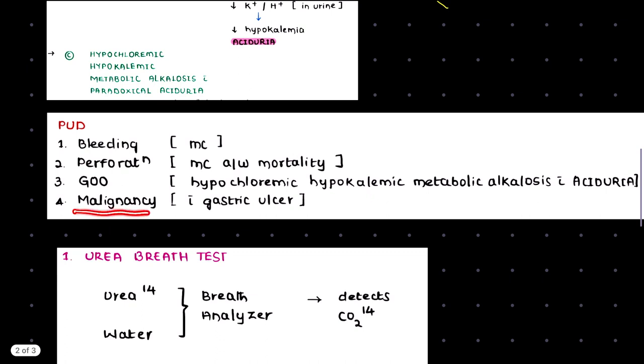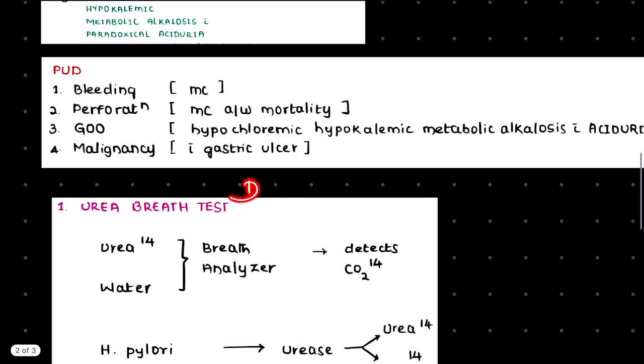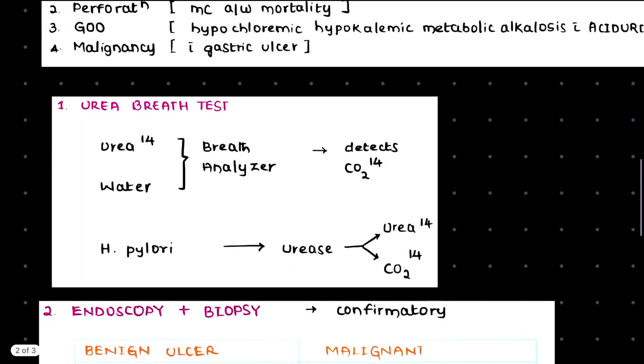Similarly, talking about malignancy, it will be associated only with gastric ulcer, not in the case of duodenal ulcer. Now how to diagnose it? Talking about diagnosis, we do the urea breath test. It is important to know that one of the main causative agents of peptic ulcer disease is H. pylori, as we mentioned earlier.